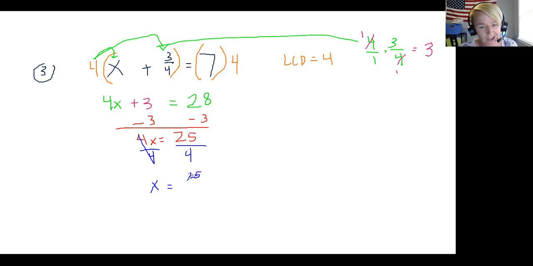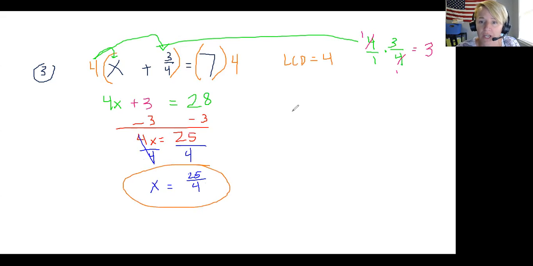Now listen, I am not a big fan of leaving all these as improper fractions, but Abeka is. And I will say that the reason that they do that is because they're asking you to check it. If they weren't asking you to check it, they probably wouldn't want you to leave it as an improper fraction. But this is actually the answer that they're looking for.